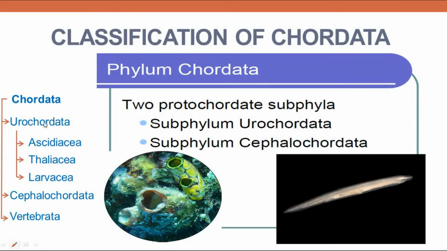These first two subphyla, Urochordata and Cephalochordata, are together known as protochordates. So two protochordate subphyla, Subphylum Urochordata and Subphylum Cephalochordata, are there, in which the Subphylum Urochordata has been divided into three classes: Class Ascidiacea, Class Thaliacea, Class Larvacea.